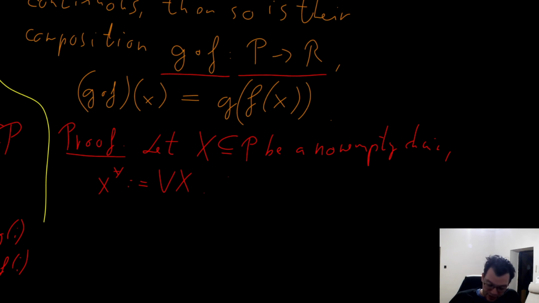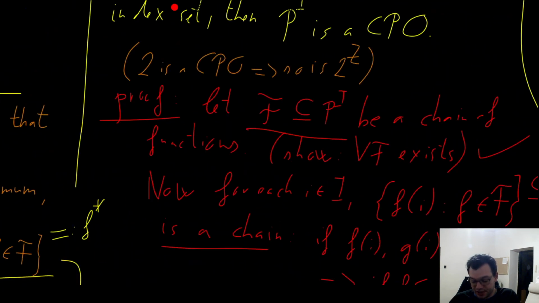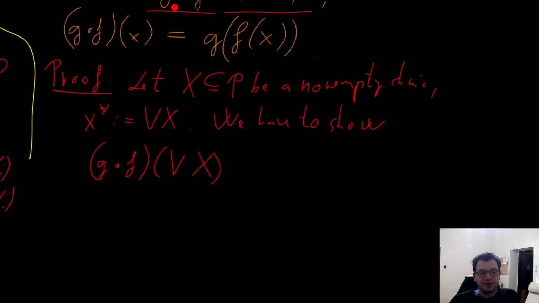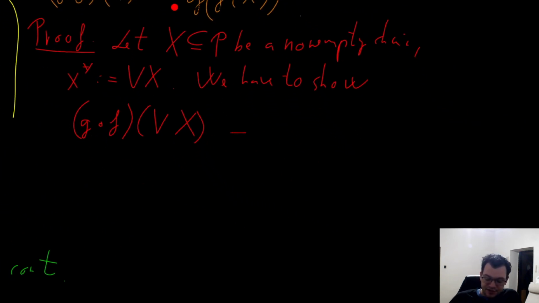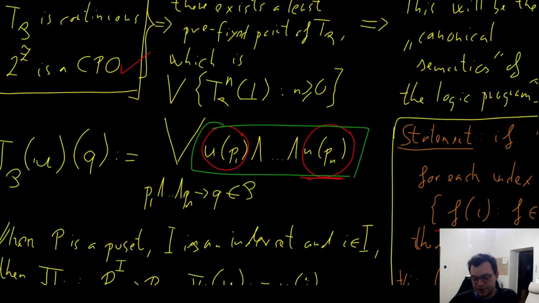We have to show that if I apply g circle f on the supremum of X, this will be the same result as applying g circle f on every element of the chain and then taking the supremum of these values. So we have to show this.